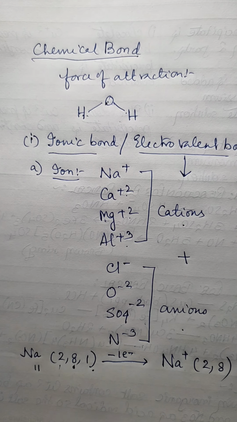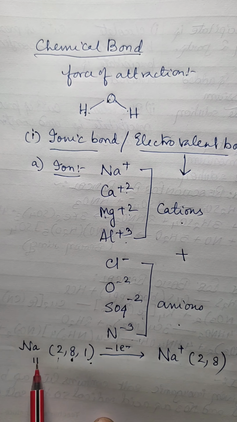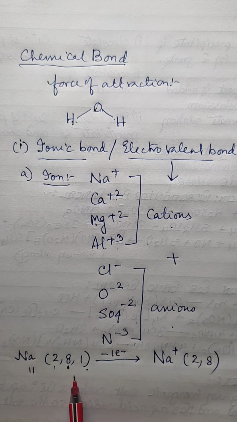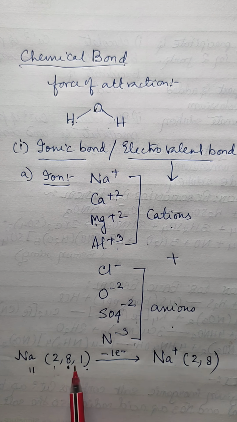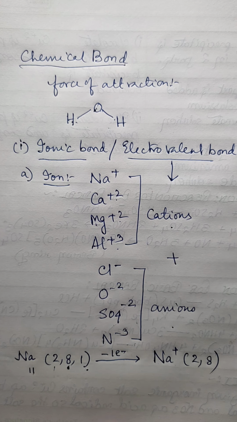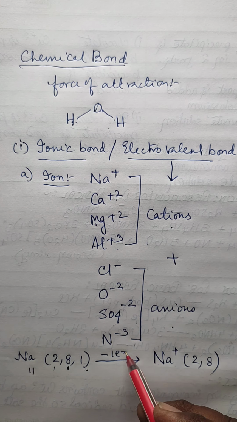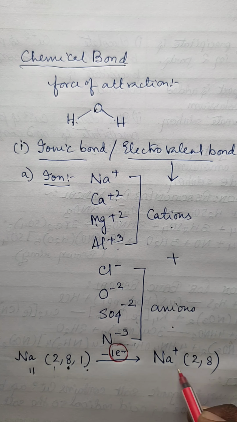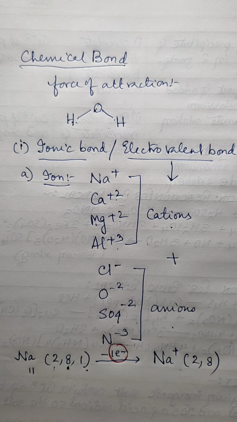So just remember, sodium has 2 in the first shell, 8 in the second shell and 1 in the last shell. As it has 1 electron in the last shell, it does not have a stable octet. In order to have a stable octet, it will give out one of its electrons and change into a sodium ion. In the same way, think about Cl.